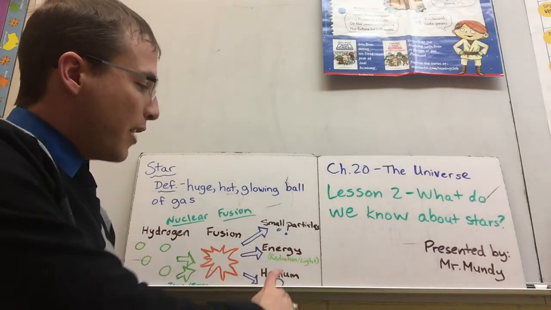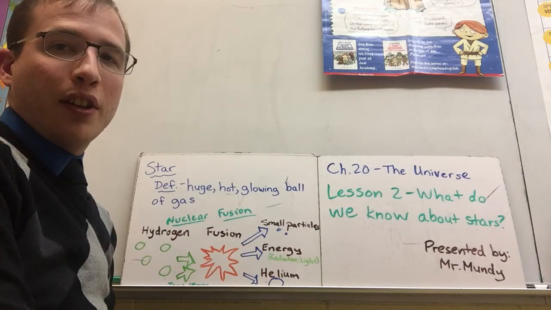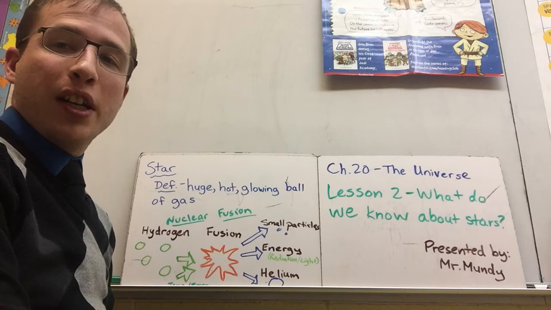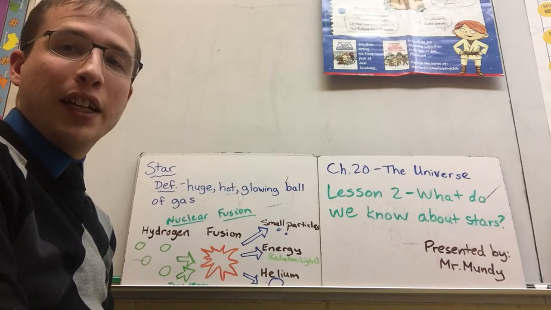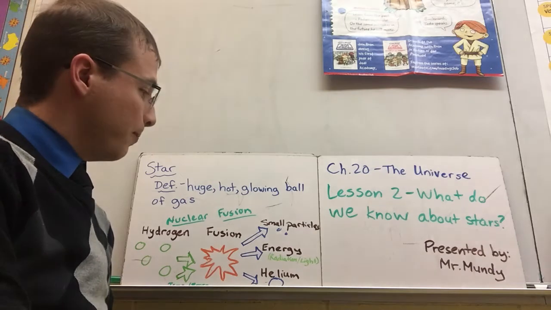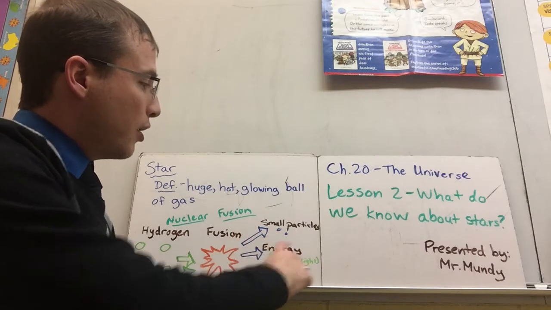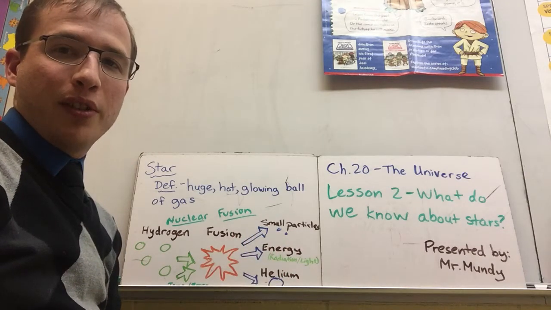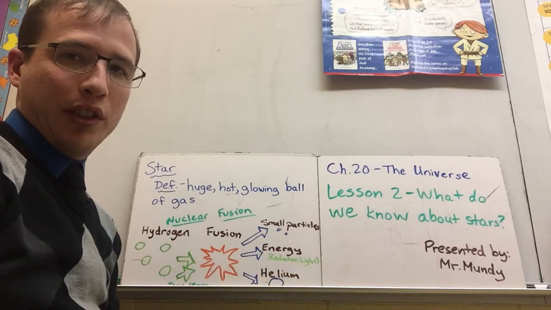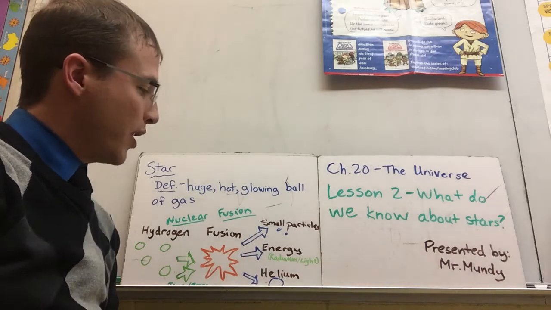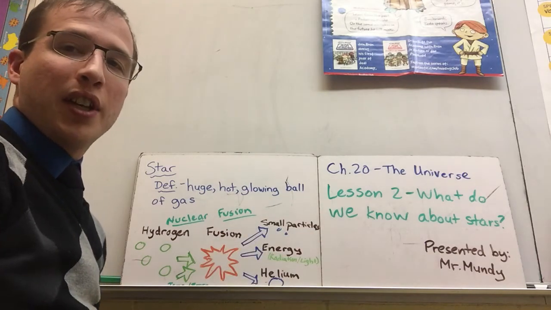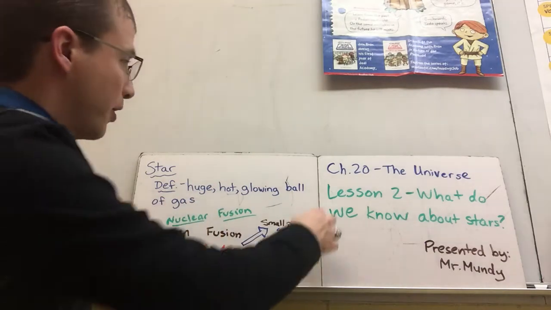So we have a lot of energy, and this energy is sent out in forms of radiation. Now, some of this radiation is going to produce the light that we see, okay? Now, also some small particles are a result of this, so some extra particles are released as well. So we have the helium, the energy, and the small particles released from nuclear fusion.